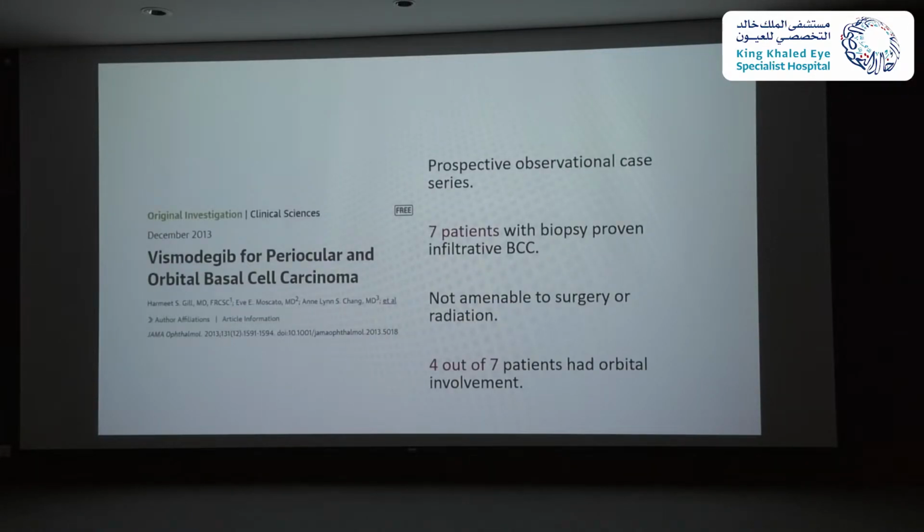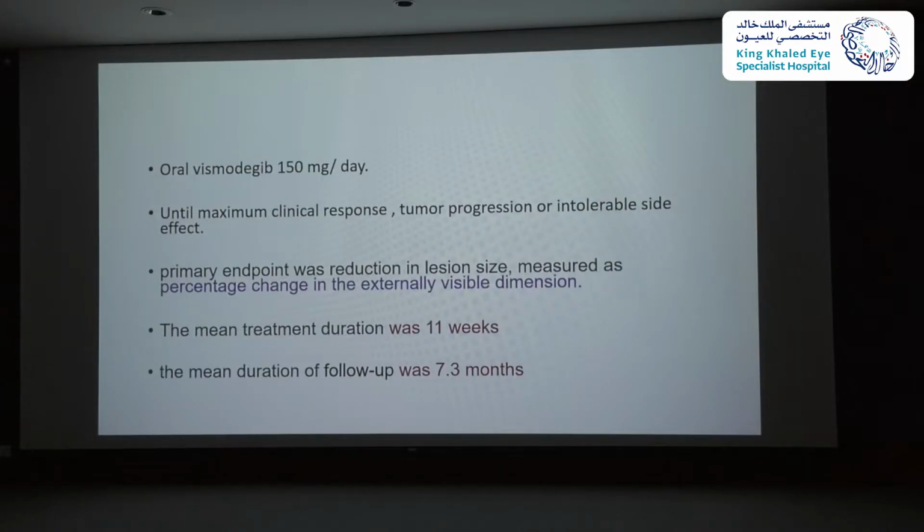The first one was published in 2013 by Gill and his group. It was a prospective case series of 7 patients not amenable to surgery or radiation. 4 of those patients had orbital involvement. The same protocol was given, once daily, 150 milligrams, until maximum clinical response, tumor progression, or intolerable side effects. The primary endpoint was the reduction in lesion size, measured as percentage change in the externally visible dimension.